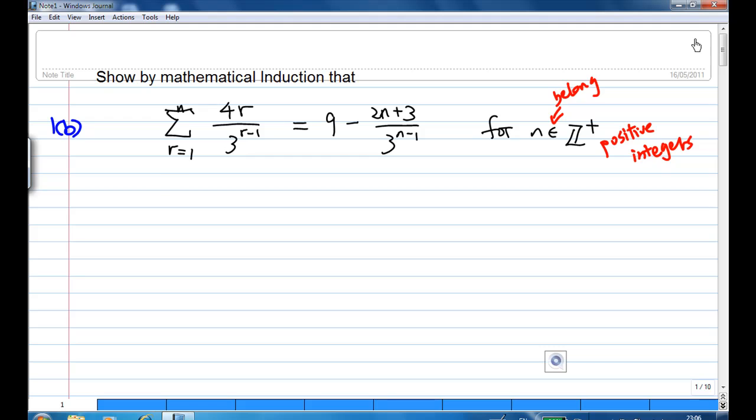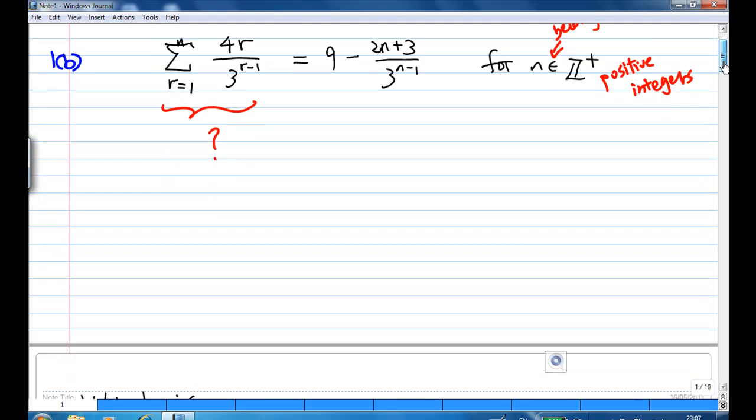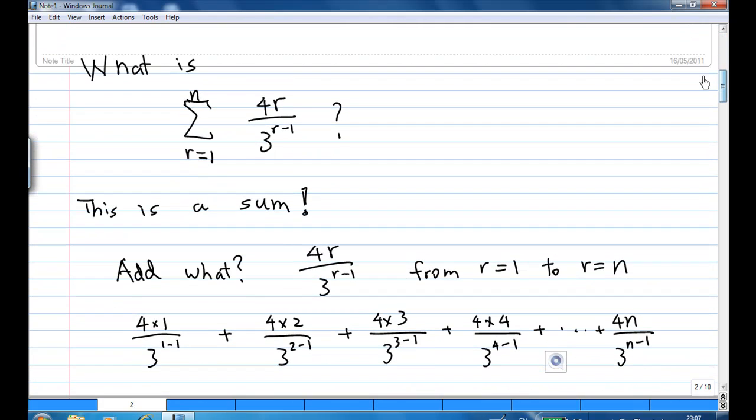Now, what is actually on the left hand side? What does it mean? The left hand side is actually a sum. Summing up what terms? The term summed up is 4r over 3 power r minus 1. What is r? r from 1 to n. So when you do this, start with r equal to 1.